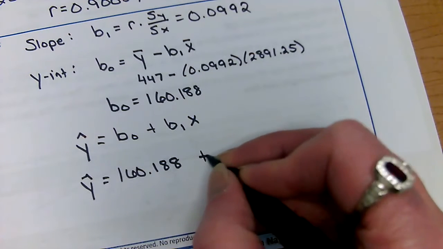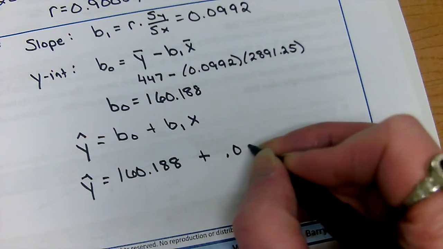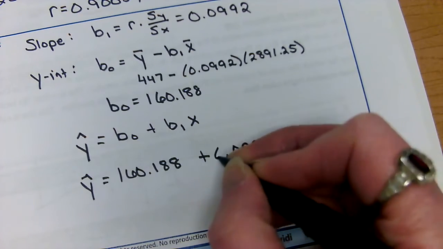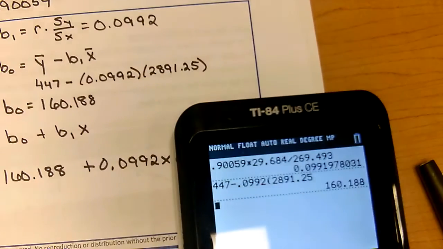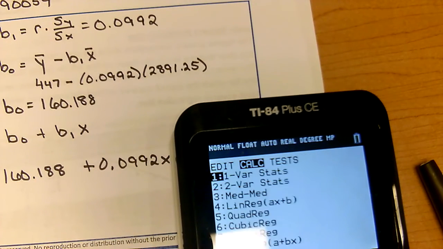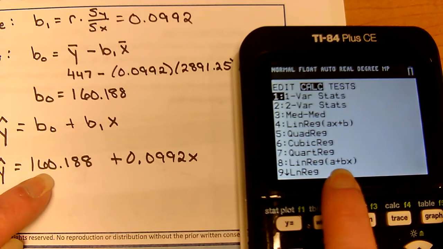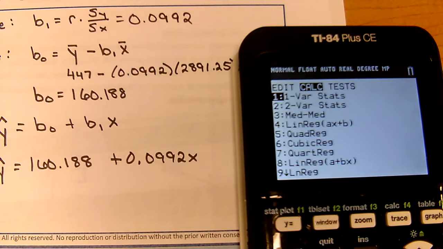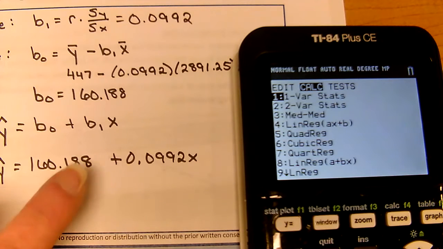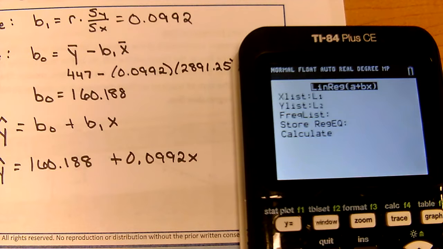So the y-intercept plus the slope was 0.0992x. Now, in the calculator, we ran this linear regression yesterday. I'm going to choose this 8th option because if I look at this equation, it has the x at the end. Now, on your homework, it may change. Sometimes it may have the one with the x first, and you would choose 4. But let's see how close we got.